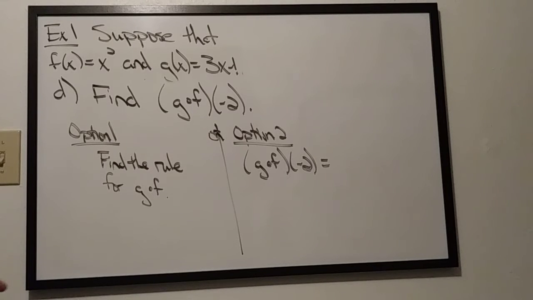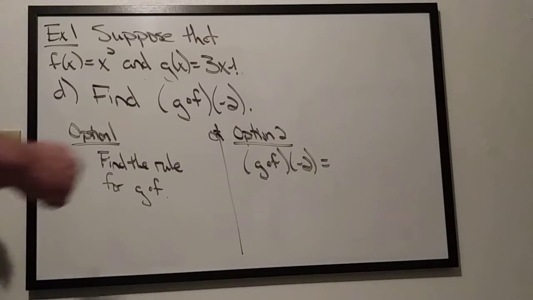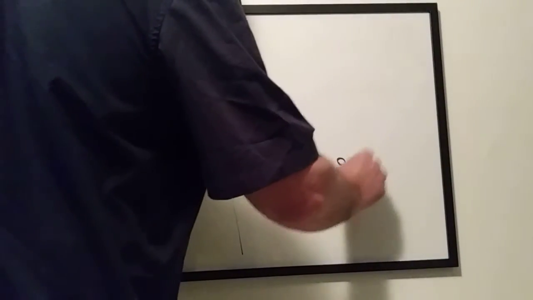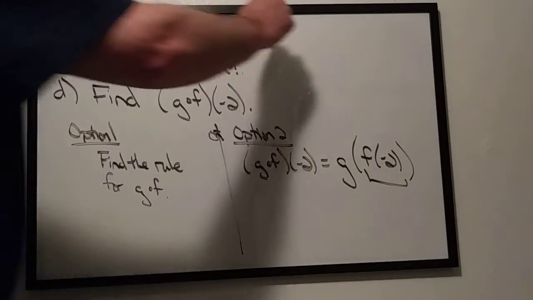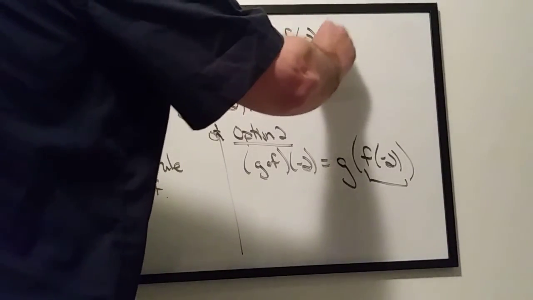So, okay, option 2 then was once again thinking about this in terms of the definition. So G composed with F of -2 is the same as G of F of -2. Now, once again, we all start on the inside and work our way out. So the first thing I need to do is find F of -2. Well, I have a rule for F. So let's come up here and talk about F of -2.